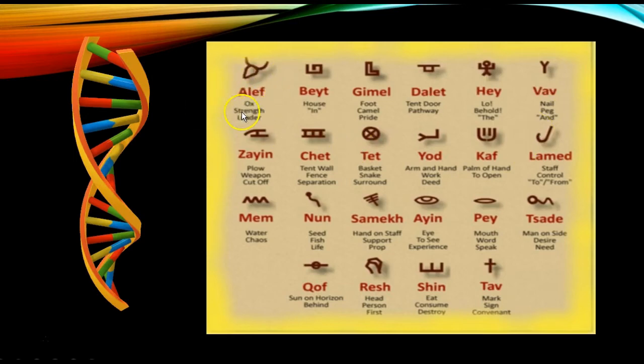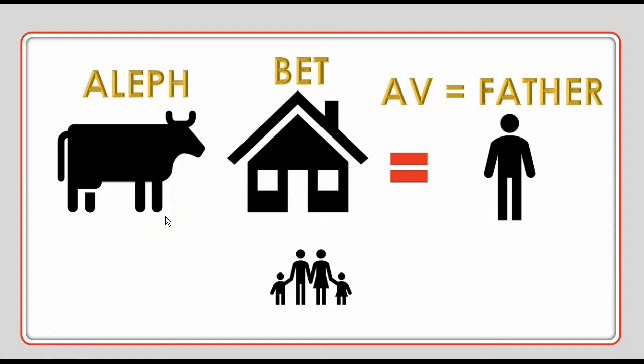You see the Aleph, it says ox, strength, and the leader, and then the Bet says a house or in or inside. The Gimel is a foot or a camel or pride, and the Dalet is a tent door or a pathway. The He is a lo or behold something. The Vav is a nail or peg, something that connects. And the Zayin is a plow, a weapon to cut off. And there's other meanings behind all these. Now we're not going to go into each and every single one of these. I just wanted you to see that.